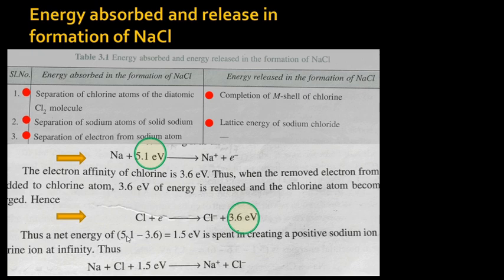5.1 you had applied, you gain back the energy, that is 3.6 electron volts, and therefore the net transformation of energy is actually 1.5 electron volt. You can say the work you had spent on creating the positive and negative sodium and chlorine ions, or the positive and negative ions of sodium and chlorine respectively.